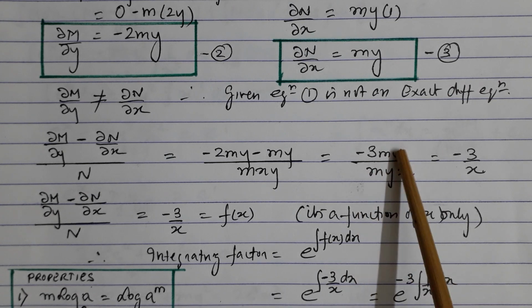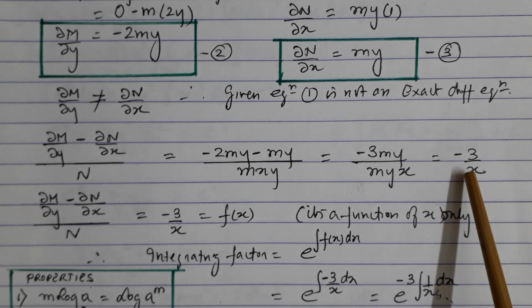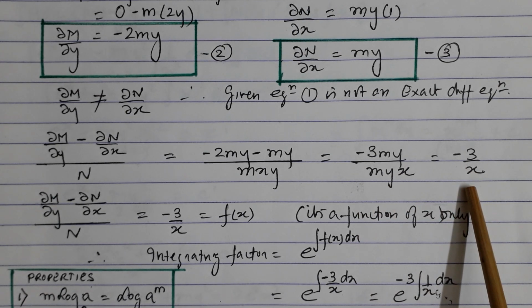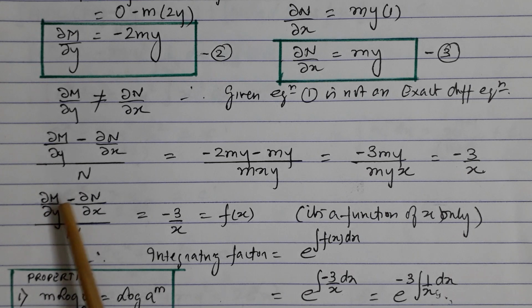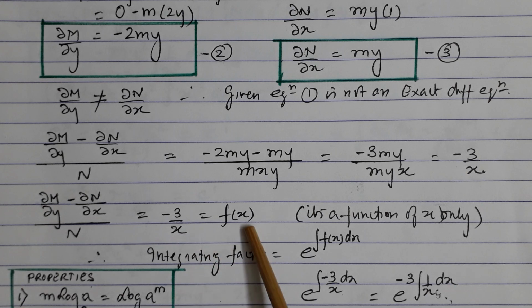Now here my will cancel in the numerator and denominator. Therefore, this would be equal to −3/x. Therefore, (∂M/∂y − ∂N/∂x)/N = −3/x. That is, it is a function of x only, and we call it f(x). Therefore, the integrating factor is e raised to the integral of f(x) dx.